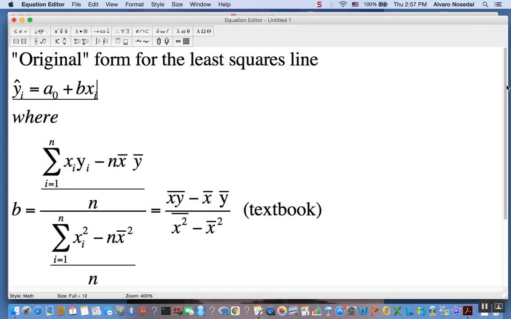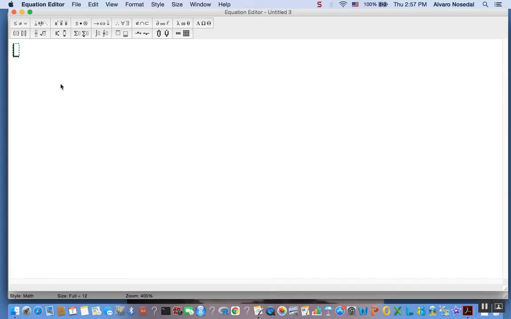So what I claim is that lowercase b and b are the same. Okay? So let's try and show that the slopes are the same for both the original and the alternative form for the least squares regression line. Okay? So here we go. Let's open a new one. We claim that lowercase b and b are the same. So let's prove that's the case. The proof would be something like this.